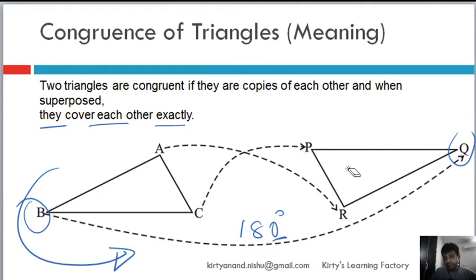When we turn it like this, A will turn and come to the bottom, and C will turn and come to the top, and that is P. Hence the corresponding vertices: B will correspond to Q, C will correspond to P, A will correspond to R. These are the exact same measurements and lengths, therefore we can say that triangle ABC is congruent. This is the sign of congruency.